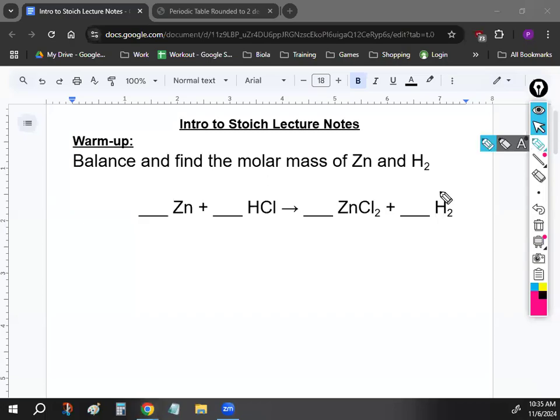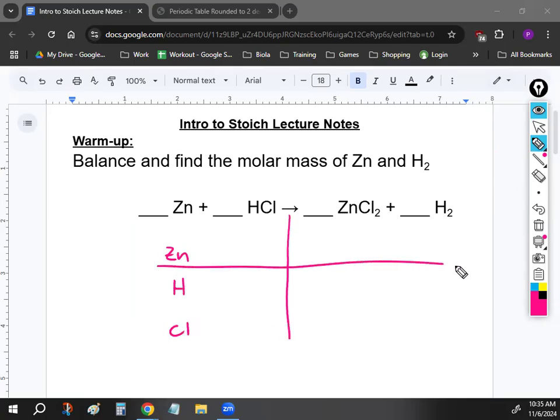All right, so to balance, pretty much the same thing as before. We're going to split the equation down the middle where the arrow is. We have zinc, we have hydrogen, and we have chlorine. Okay, so this part should be pretty simple now. We've spent about 3 days working on just balancing. It's where we count the elements and try to make sure we got the same number on both sides.